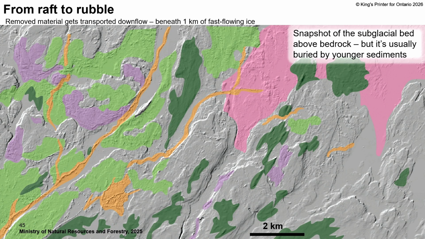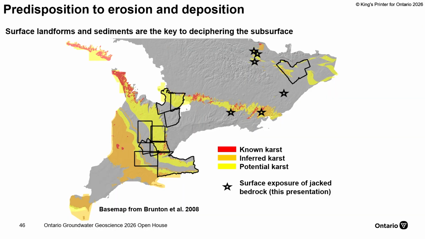This is a snapshot of how complex it is, but we almost never see it exposed like this because in so many areas, especially in southern Ontario, it's buried by 10, 20, 30, 50 meters of younger sediment. So we're only seeing it in boreholes or in geophysical profiles, but this is the complexity that we're dealing with.